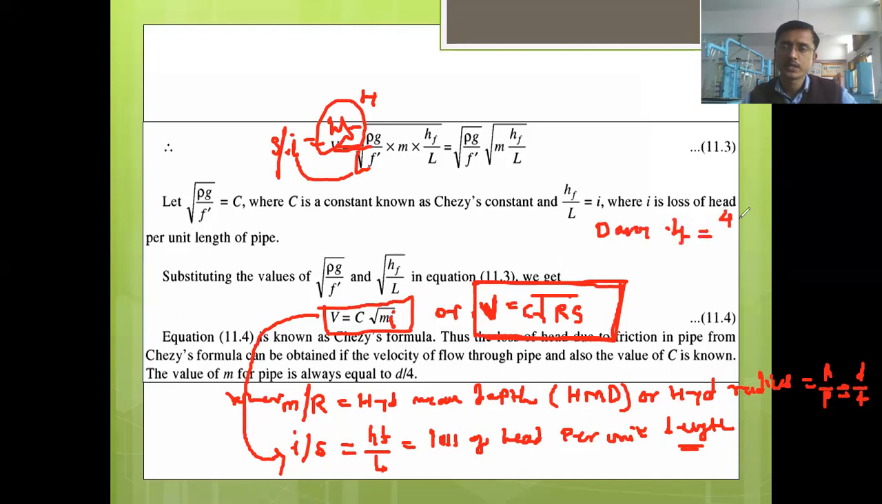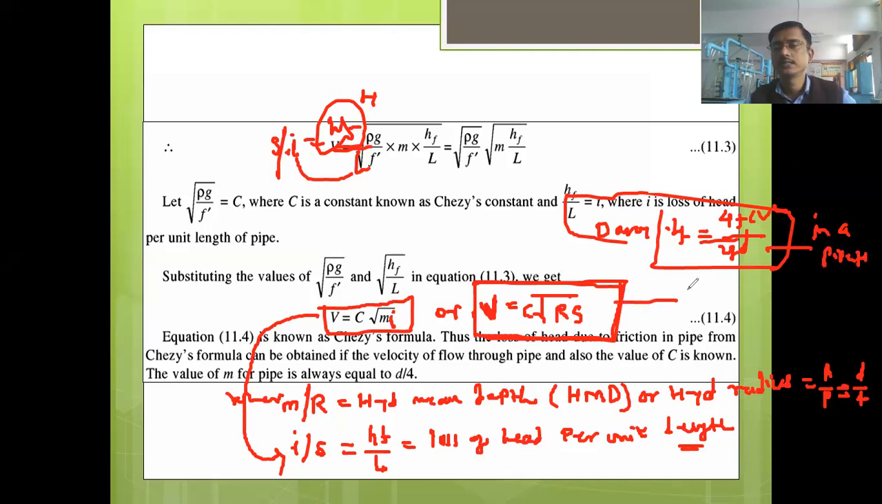In this way we have to find it. The Darcy-Weisbach equation which we have seen, HF is equal to 4FL V square upon 2gD, is commonly used for finding the loss of head due to friction in a pipe flow. And Chezy's formula or Chezy's equation is applicable both for pipe flow as well as for open channel flow. This equation can be useful for designing or finding the head loss due to friction in open channel flow.